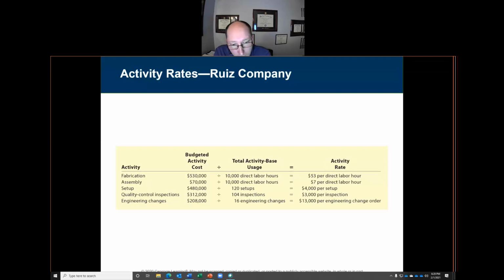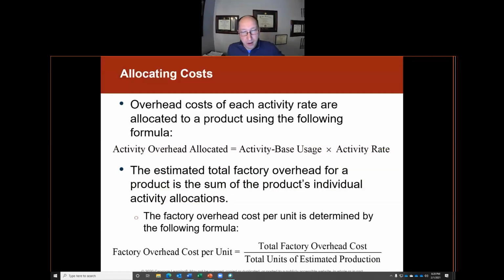Quality control. We budgeted $312,000 for quality control. We're going to do 104 inspections. That gives us a $3,000 cost per inspection. Engineering changes, we budgeted $208,000. We said we're going to do 16 total engineering changes. That gives us $13,000 per engineering change. Good so far? Okay.